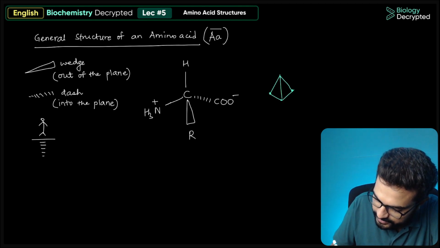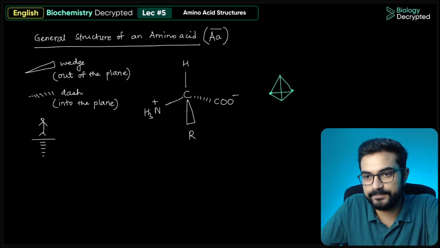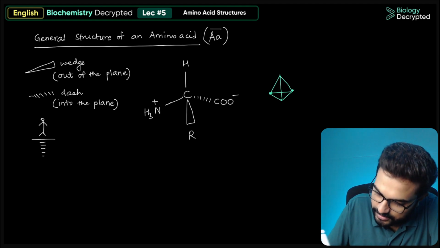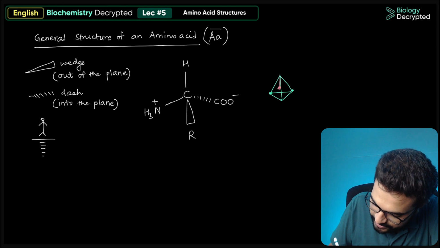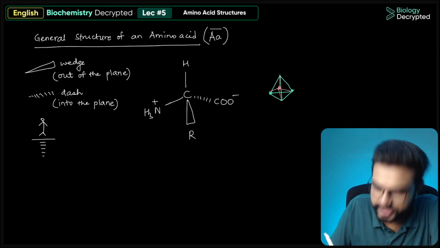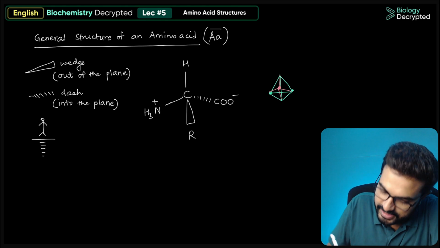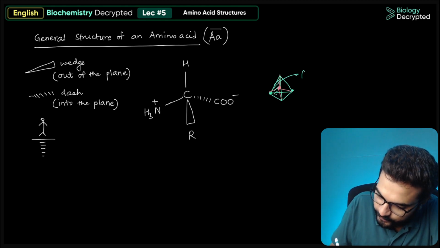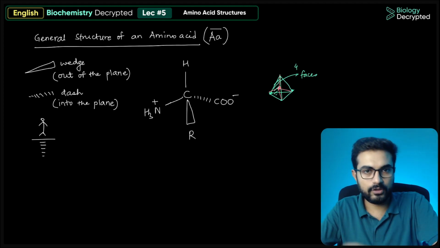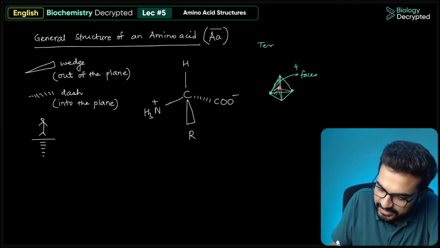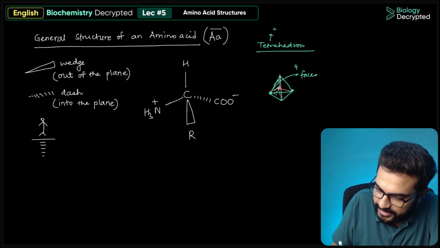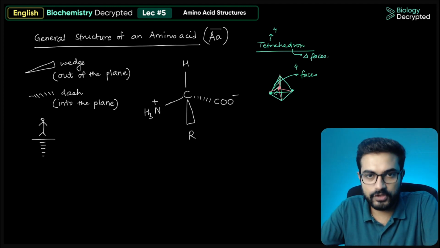somewhat like this, and you can actually have the carbon atom sitting here, and these are the 4 bonds, and these are obviously the 4 faces, and therefore it is called a tetrahedron, because in tetrahedron, tetra means 4 and hedron means triangular faces. So this is the overall concept.